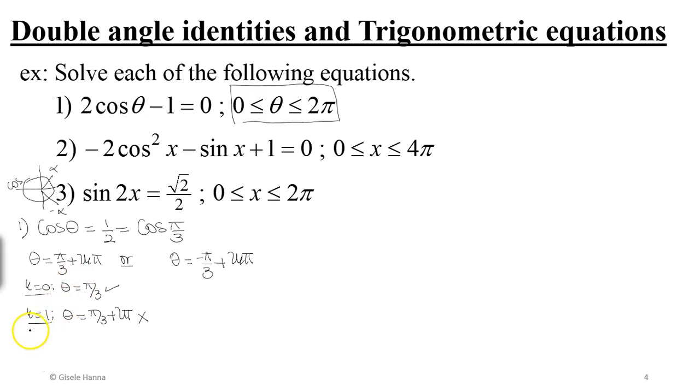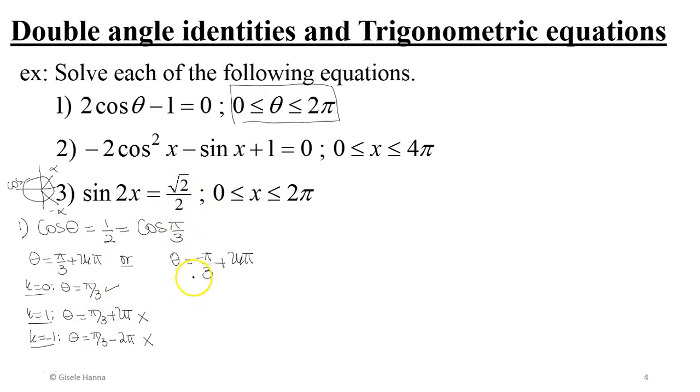So we refer to the negative values of k. For k equals negative 1, I have theta to be pi over 3 minus 2 pi. Now that angle is negative. This is negative 5 pi over 3, which is obviously outside this interval, so that would be rejected, as well as all other negative values of k. So for the first one, the only angle that is accepted is pi over 3.